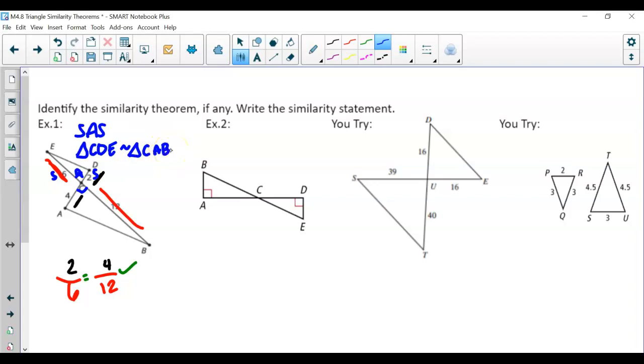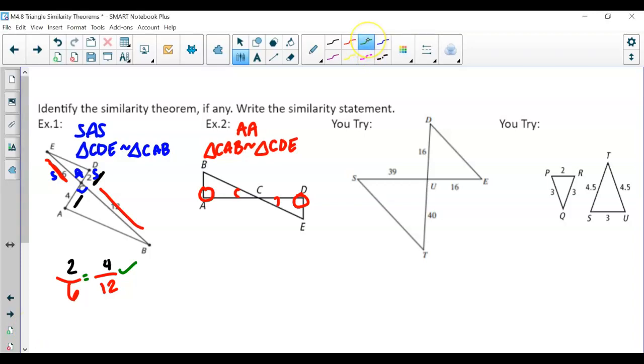So then example 2. Notice we have no side lengths, but let's see if we have enough information. We have two right angles, and right angles are always congruent to each other, and we also have vertical angles. So do we have enough information to state that these two triangles are similar? Yes, because of the AA similarity theorem, which means triangle CAB is similar to triangle CDE. Go ahead and pause the video now and do these two Utries on your own.